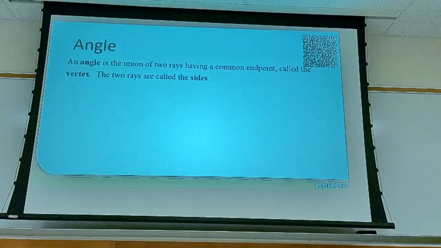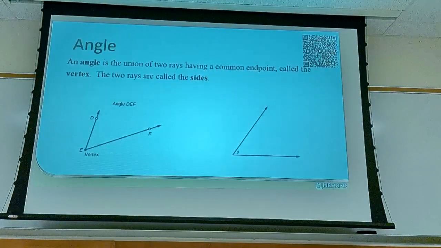An angle is just the union of two rays having a common endpoint. This is called the vertex. The two rays are called your sides. Typically we define angles with three points, with your vertex being the middle point, and so the angle BEF. Or we'll just simply label it as such.